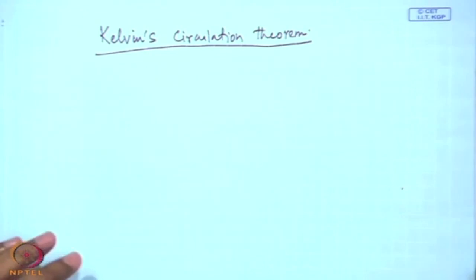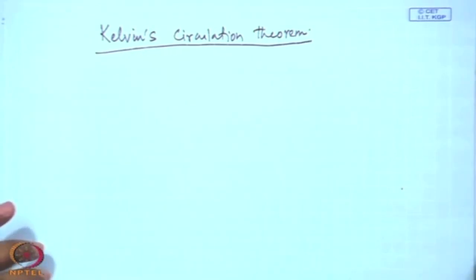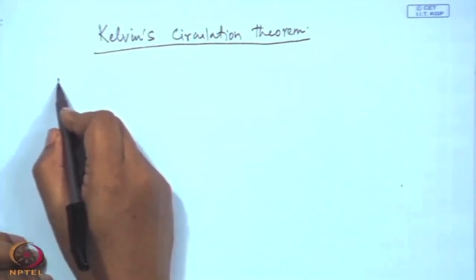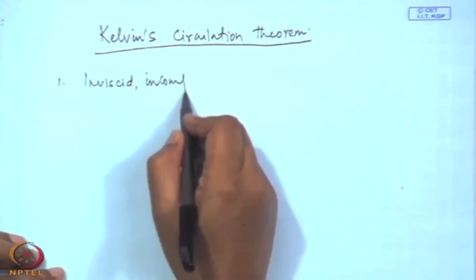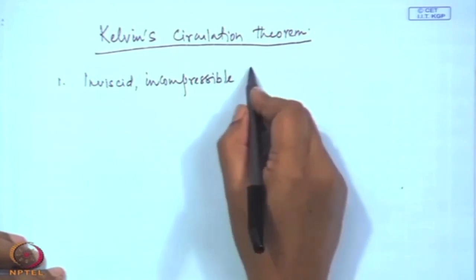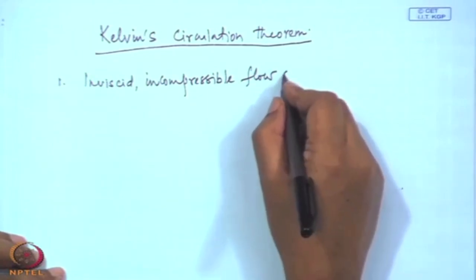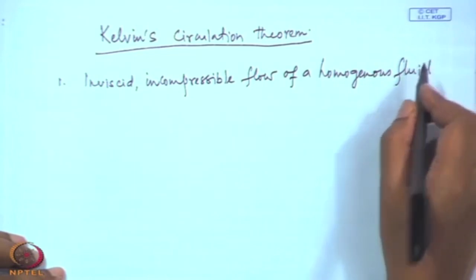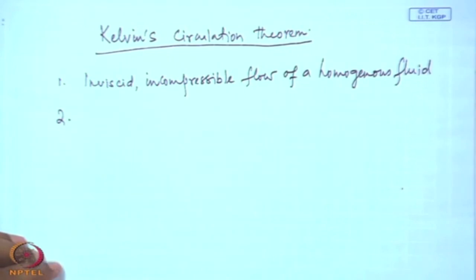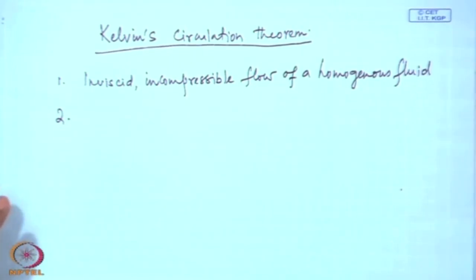We will consider the inviscid incompressible flow of a homogeneous fluid, and also we will consider the body force is derivable from a scalar potential which is a single valued function of position, a single valued scalar potential of position. So, inviscid incompressible flow of a homogeneous fluid.